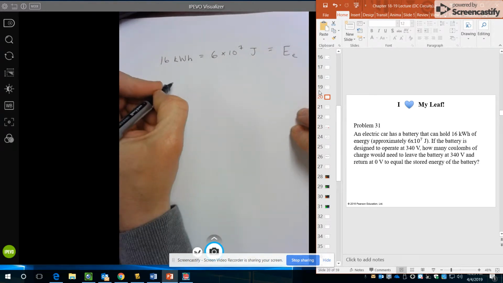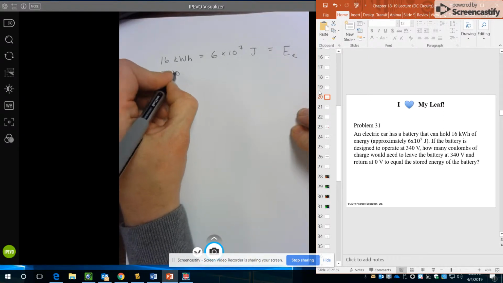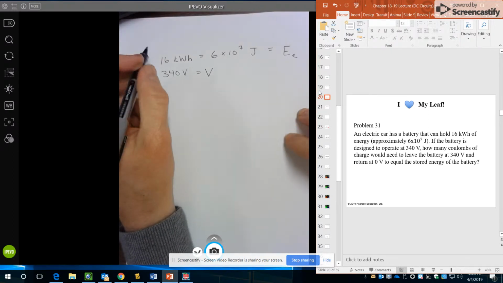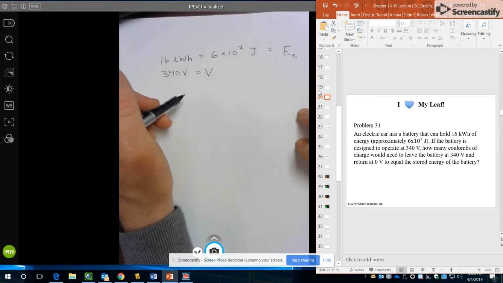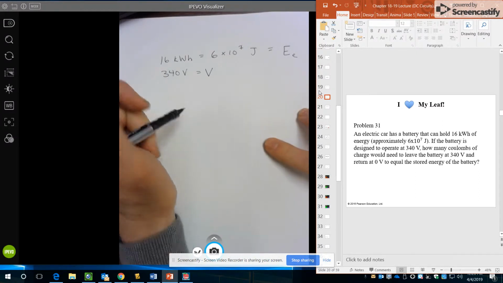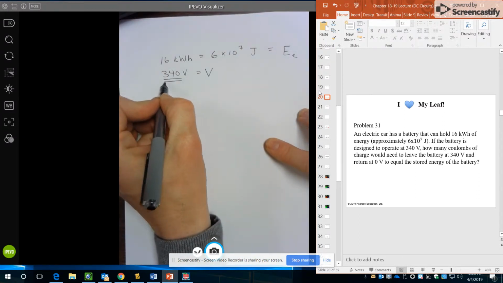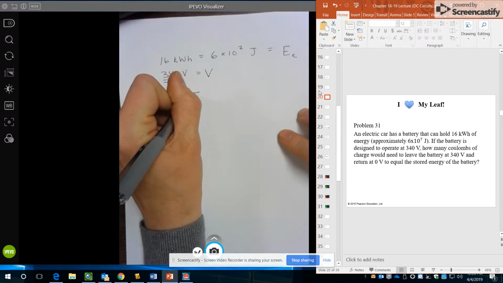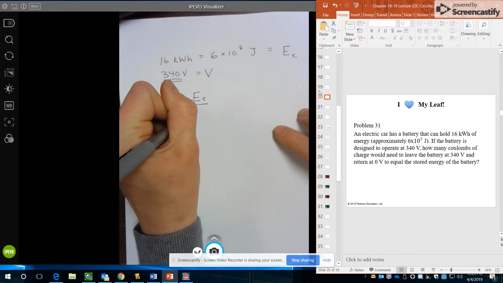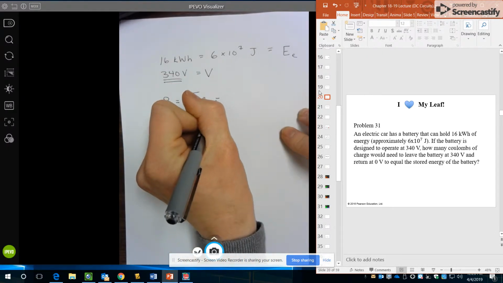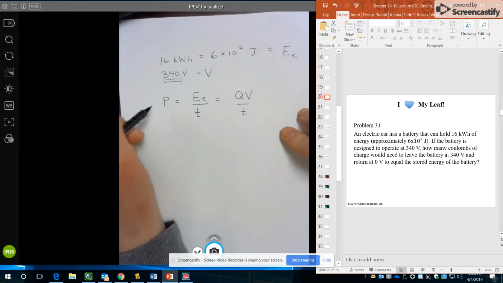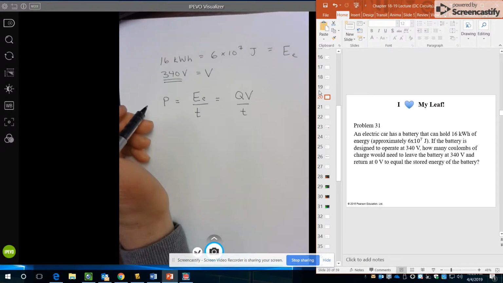If the battery is designed to operate at 340 volts, so 340 volts is the voltage, a potential difference from one terminal to the other, how many coulombs of charge would need to leave the battery at 340 volts and return to 0 volts? So this is our potential difference. Our idea here is that power is rate of change of energy, so electrical potential energy, divided by time, which we can express as charge times voltage per time.